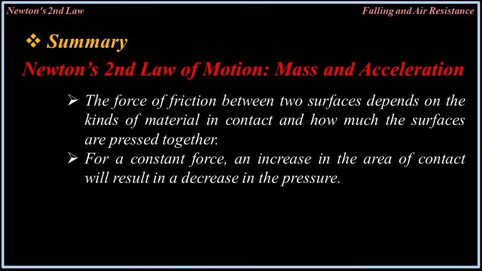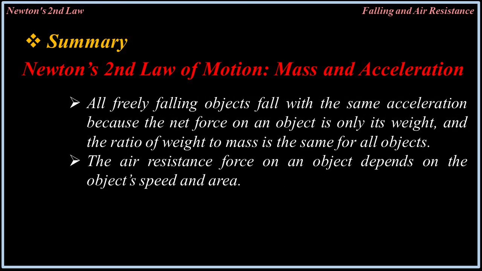The force of friction between two surfaces depends on the kinds of material in contact and how much the surfaces are pressed together. For a constant force, an increase in the area of contact will result in a decrease in pressure. All freely falling objects fall with the same acceleration because the net force on an object is only its weight, and the ratio of weight to mass is the same for all objects. The air resistance force on an object depends on the object's speed and area.